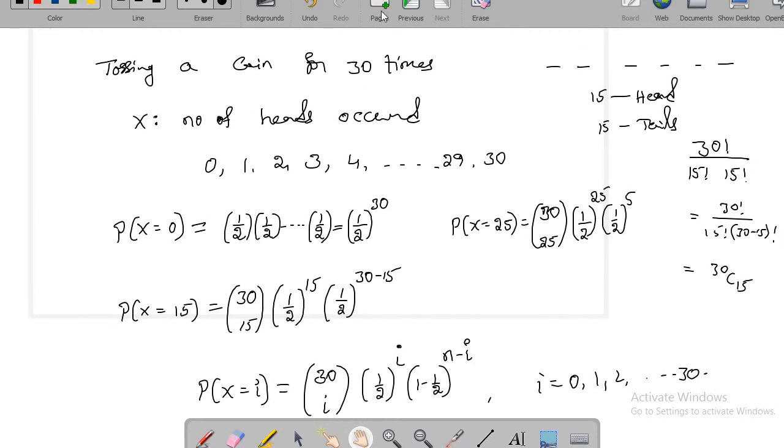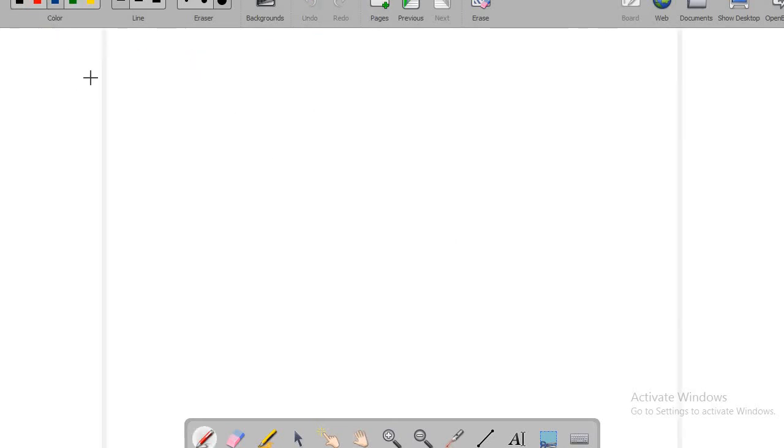Okay. Now this time let me take another random experiment. I'm just taking some random experiment that involves either getting success or failure. So let me assume that n independent Bernoulli trials are performed.